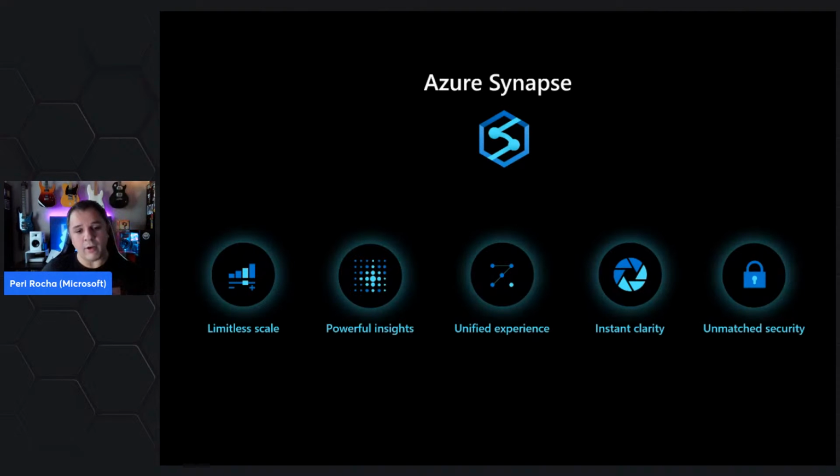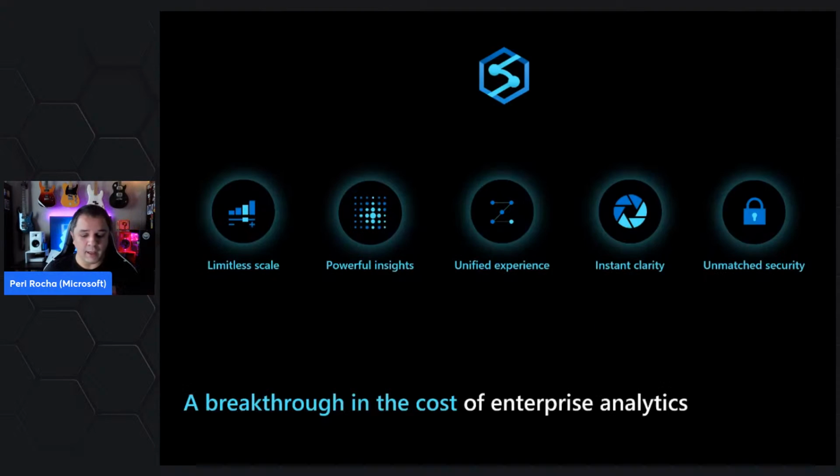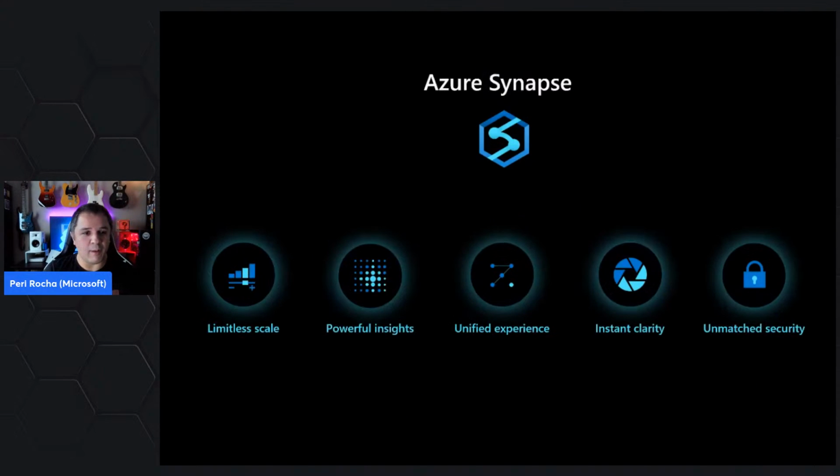We have an instant clarity component to Azure Synapse, which is an HTAP engine that we call Azure Synapse Link. My slides are in a hurry. I apologize for that. So instant clarity offers you the opportunity to instantly replicate data from certain data sources into Azure Synapse without any ETL required. And we have an unmatched security offering in the industry where we have features like row-level security, column-level security that come included in the product without you having to pay for it.